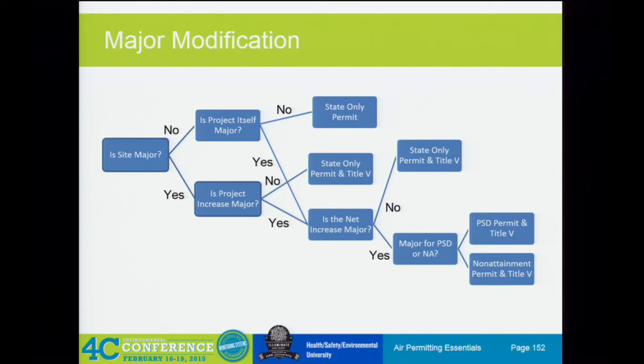You'll need the Title V as soon as you cross over the Title V major source thresholds. That's regardless of when it happens. Yes. So that's the one slight difference between the construction permit and the Title V permit: in the construction permits, you're answering this site major question before your project. With the Title V, you're answering this question for after the project. Does that clarify what you're asking? Okay.